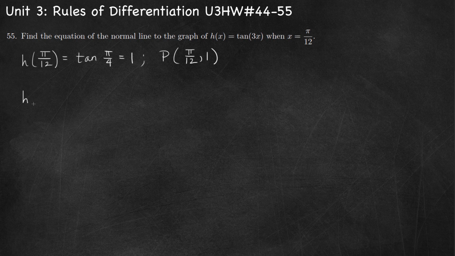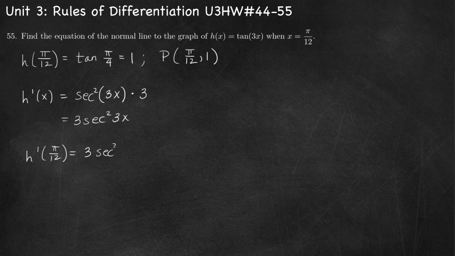Now let's find h prime of pi over 12. Before we do that, we have to find h prime of x. So our function h is in the form of tan of stuff. The derivative of tan of stuff is secant squared stuff times the derivative of the stuff, and the derivative of the stuff is just 3. So 3 secant squared 3x. And now I want h prime of pi over 12. So that's 3 times secant squared of 3 pi over 12, and 3 pi over 12 is pi over 4.